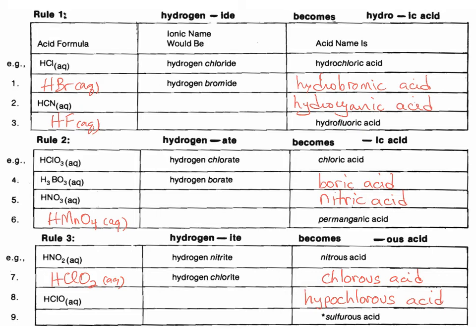Sulfurous acid, so there's no hydro at the beginning. This must be an oxy-acid. Sulfurous, it has the sulfite ion, and sulfite is SO3, 2 negative. Because it's 2 negative, we'll put 2 hydrogens, H2SO3, aqueous would be sulfurous acid.